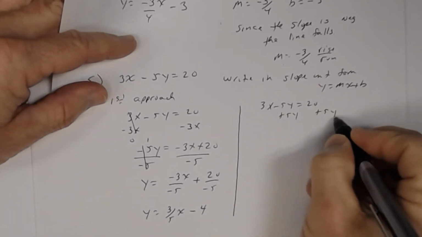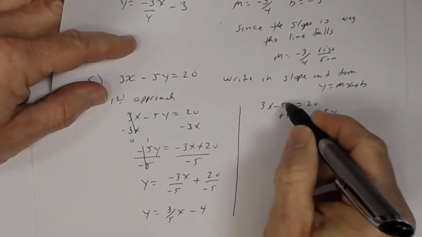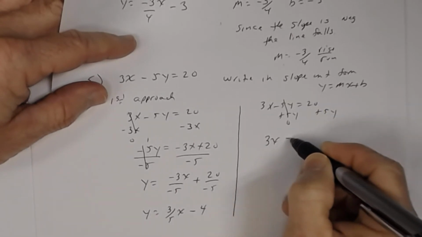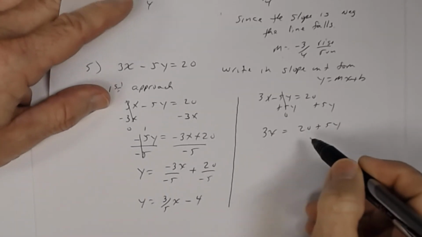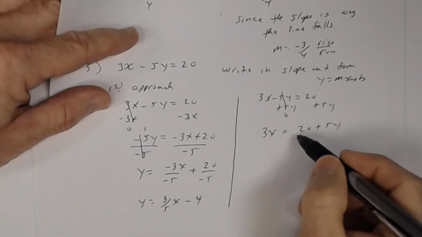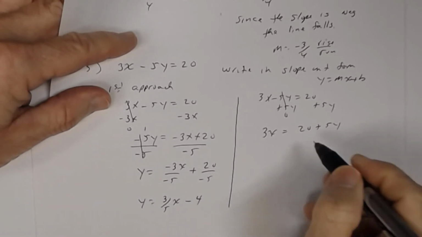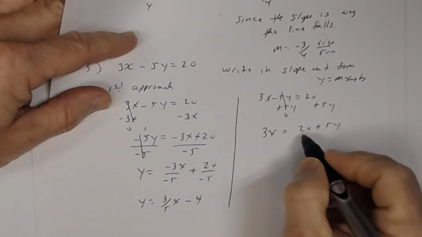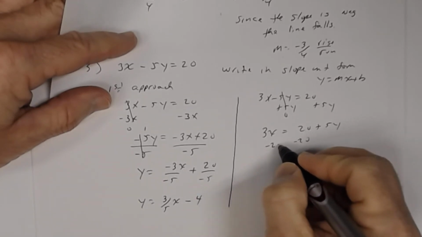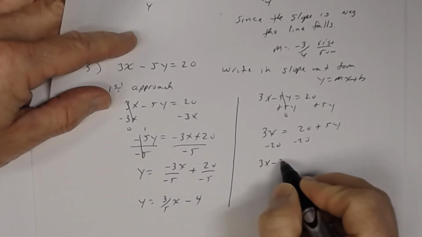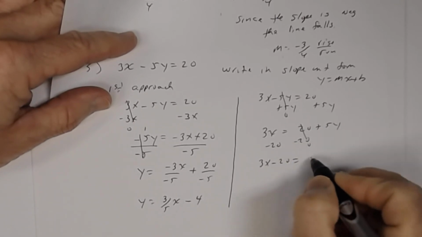You can add 5y to both sides. And then when you combine like terms, you get 3x equals 20 plus 5y. Well, I got to now get rid of this 20 because I want 5y by itself. To bring this 20 to the other side, since that's a positive 20, you're going to subtract 20 from both sides. And so you get 3x minus 20 equals 5y.